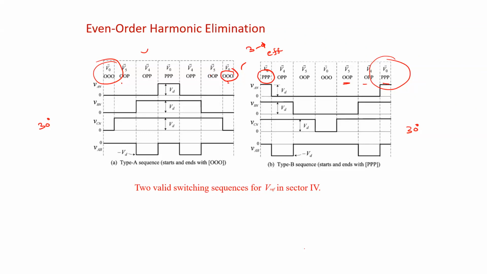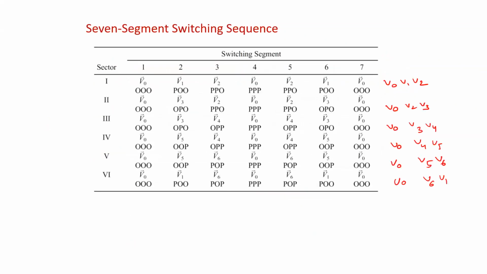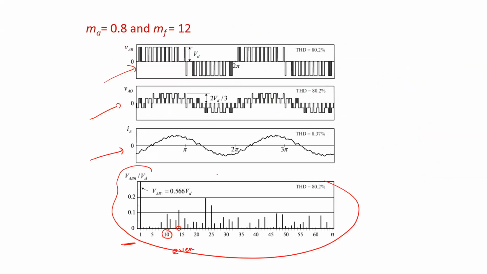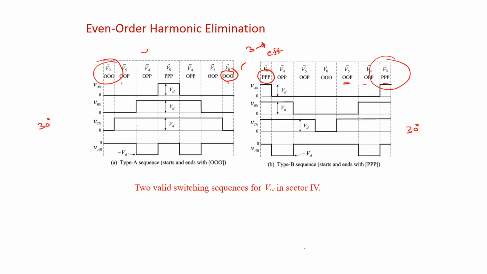Sir, are even harmonics present in the line voltage or the phase voltage? Line voltage only. This is the line voltage. For part A and part B, the waveform is similar, only the negative part is there, minus VD. These two are not similar. Here the magnitude is different, sir. But how will even harmonics be eliminated, sir?